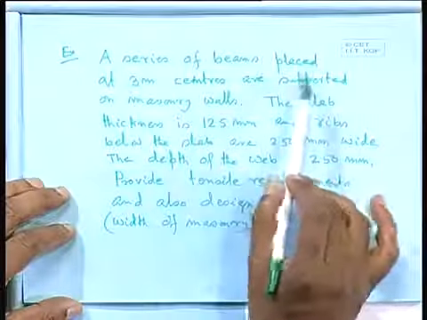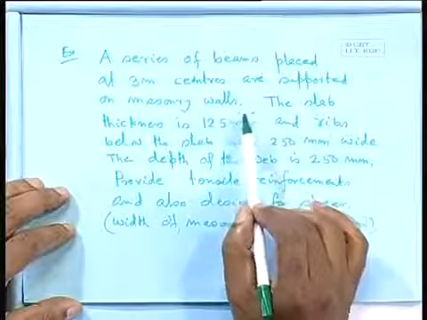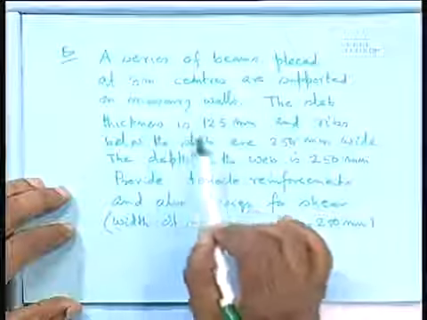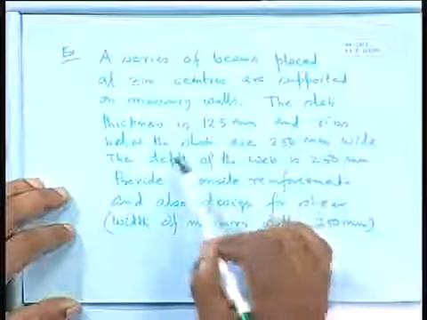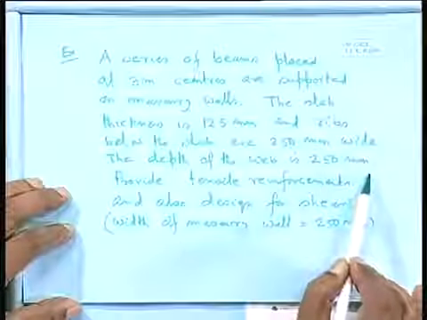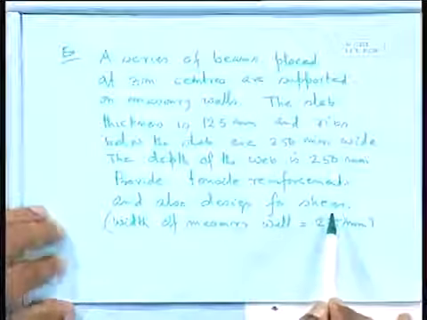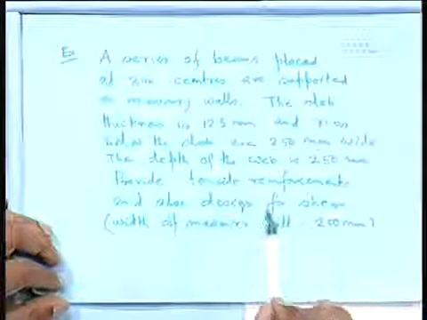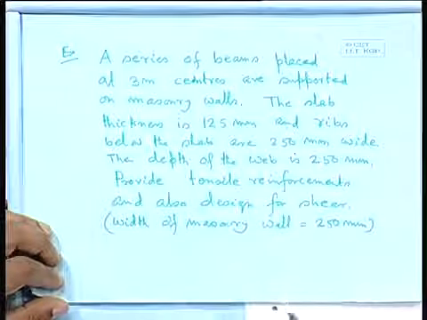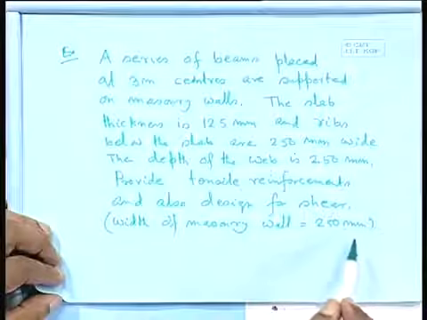A series of beams placed at 3 meter centers are supported on masonry walls, which we have already shown. The slab thickness is 125 millimeter and ribs below the slab are 250 millimeter wide. The depth of the web is 250 millimeter. Provide tensile reinforcements and also design for shear, because we do not want to do it separately for flexure and shear; we want to do the same problem for flexure as well as shear. And the width of the masonry wall is 250 millimeter, that we have done. We have calculated loading.